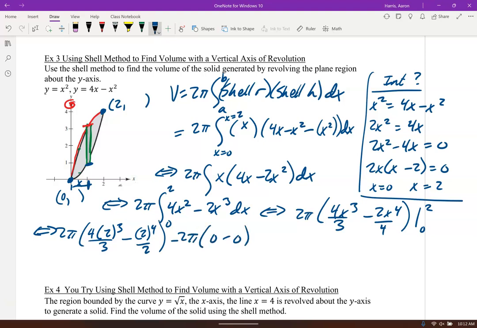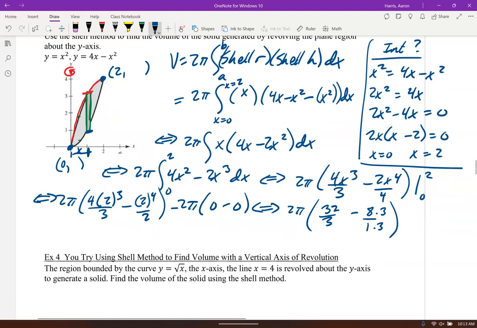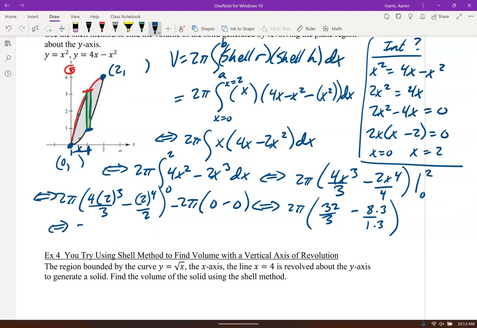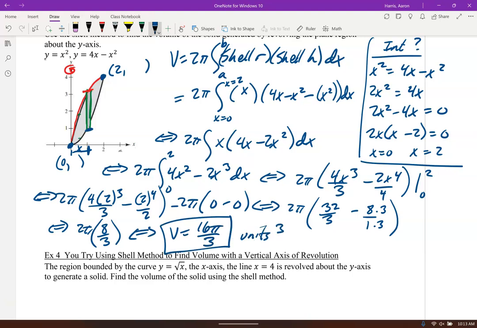Looks like I got 0 minus 0 again there. So we got 2 pi, we got 4 times 2 to the third, so we got 32 over 3, minus 2 to the 4, 16 over 2 is 8. But let's get a common denominator, so that'd be 24 over 3. So 32 over 3 minus 24 over 3 gives us 8 over 3. So our volume here would be 16 pi over 3 cubic units.